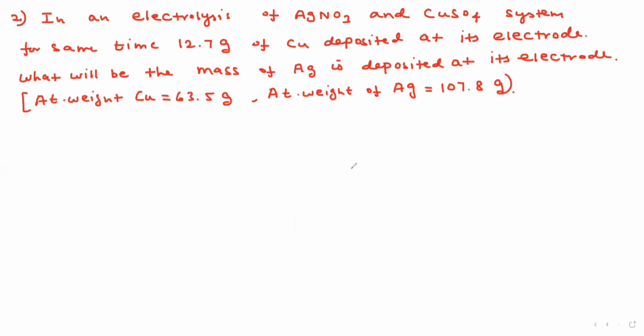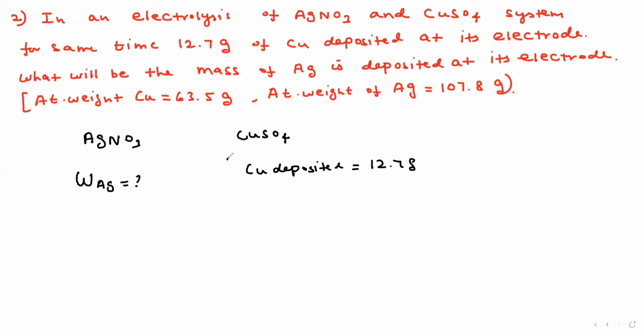Second question. In electrolysis, an AgNO3 solution and a copper sulfate, CuSO4, solution system, at the same time. What is the gram of copper deposited? Copper deposited is 12.7 gram, given. What will be the mass of Ag? The question asks for W of Ag, given W of copper.